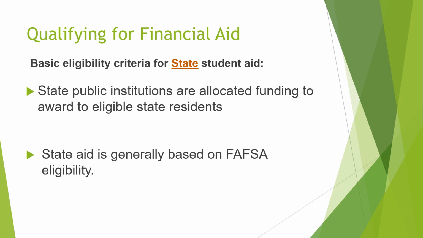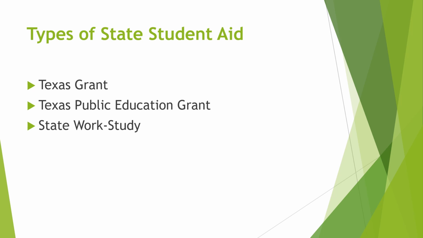Qualifying for financial aid for state funding. This would be for a student that's attending a state public institution, allocated to fund awards to eligible state residents. State aid is generally based on FAFSA eligibility. What types of state student aid are there? Students will be eligible for the Texas Grant, the Texas Public Education Grant, and of course, state work study. State work study is a student employment opportunity for a student that is a state resident. Of course, there are other requirements that the financial aid office might request.